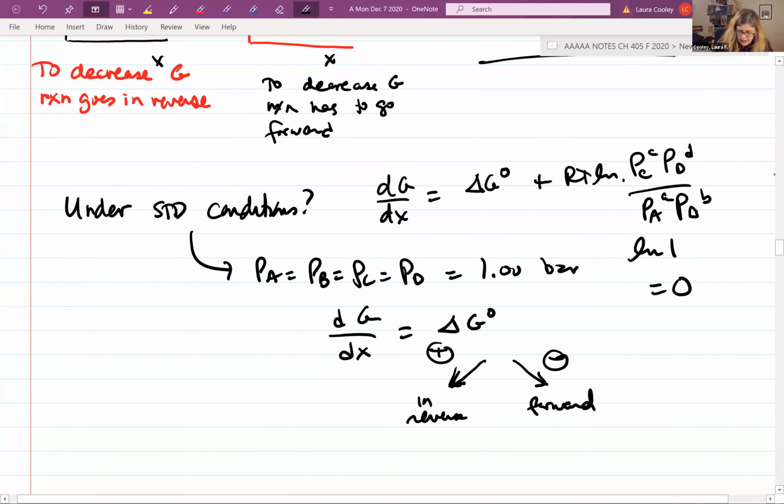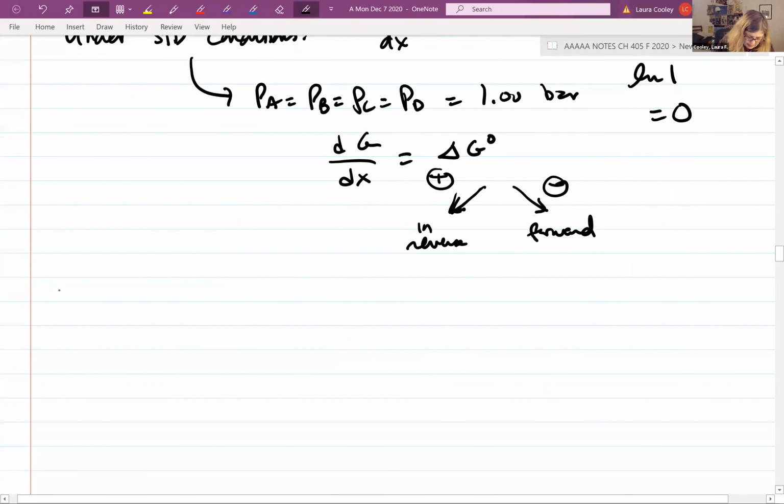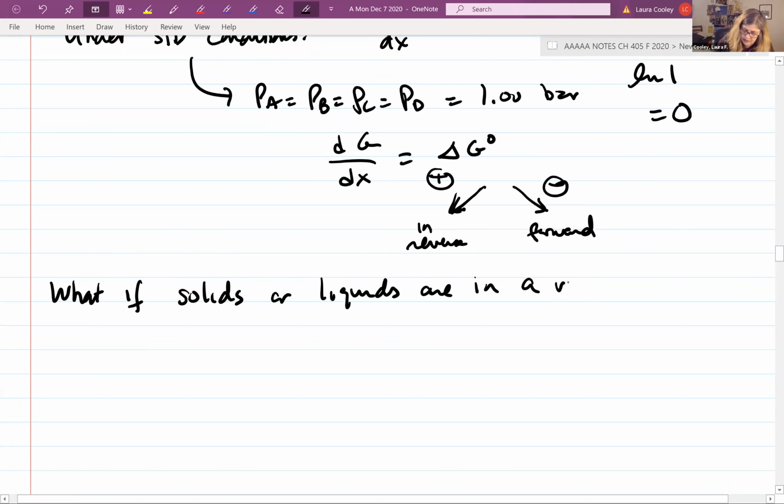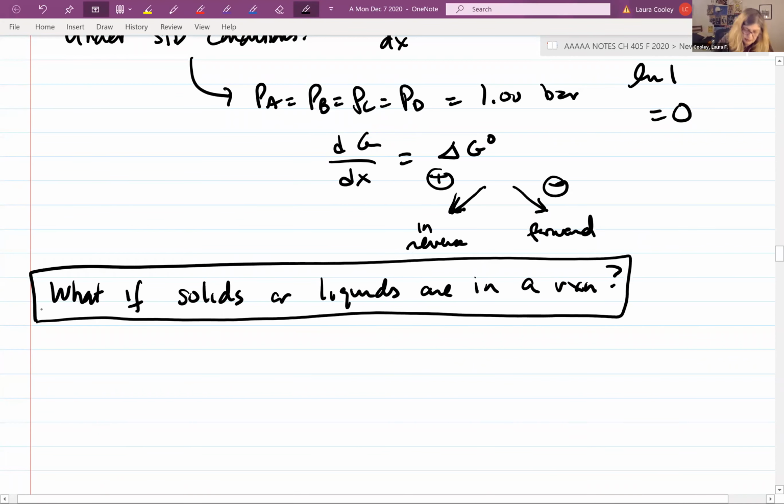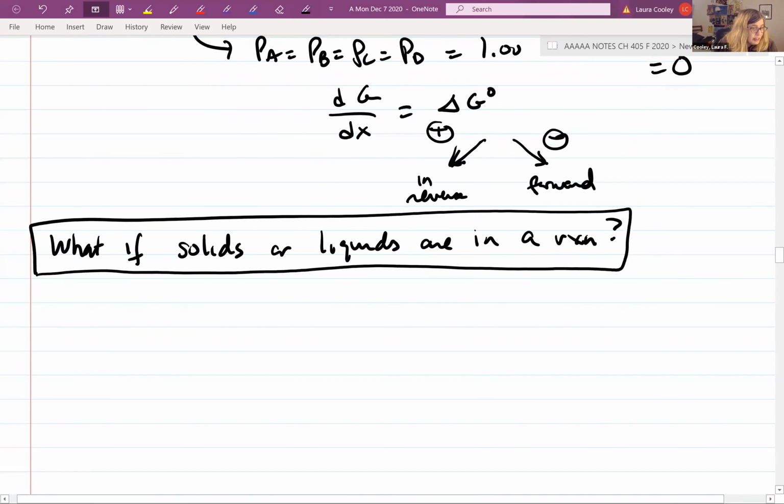All right, so I need to now tell you about what happens if solids or liquids are in a reaction. But you already know what happens when solids and liquids are in a reaction, because you've been writing equilibrium constants since freshman chemistry and you never include them. But this is why you never include them, okay?